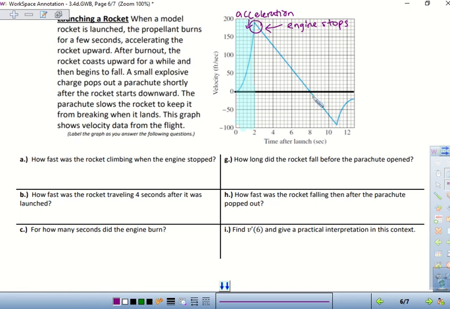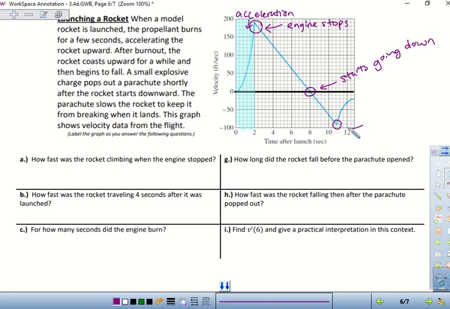How do I know that it's still going up? Because the velocity is still positive. Not until we get to right here does it start going down. And then it goes down for a while until right here.